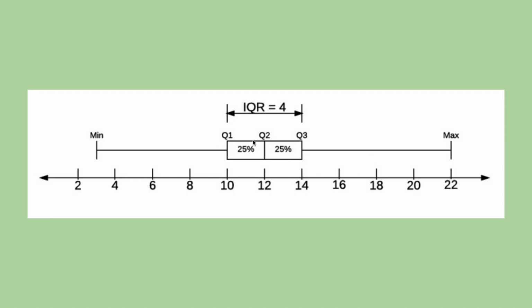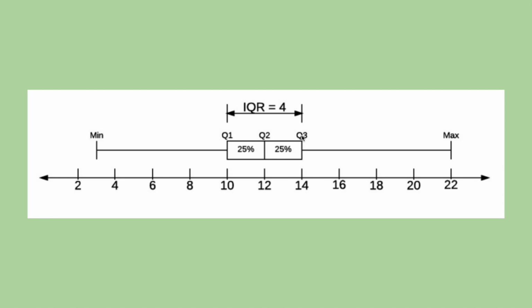Within the box, there's a line, and it doesn't have to be in the middle, but this is the median. No matter where the line is on the box plot, it will always be the median. It's not always in the middle. The first line, or the starting of the box, will be quartile 1.